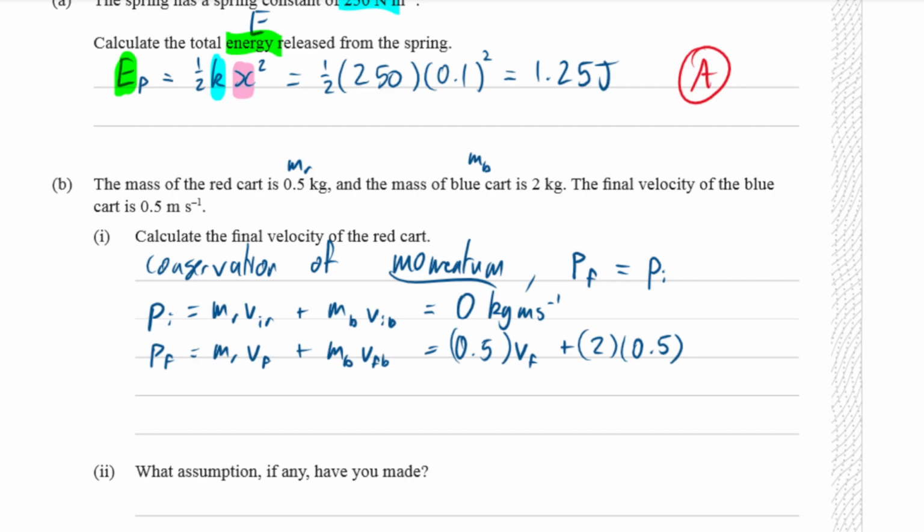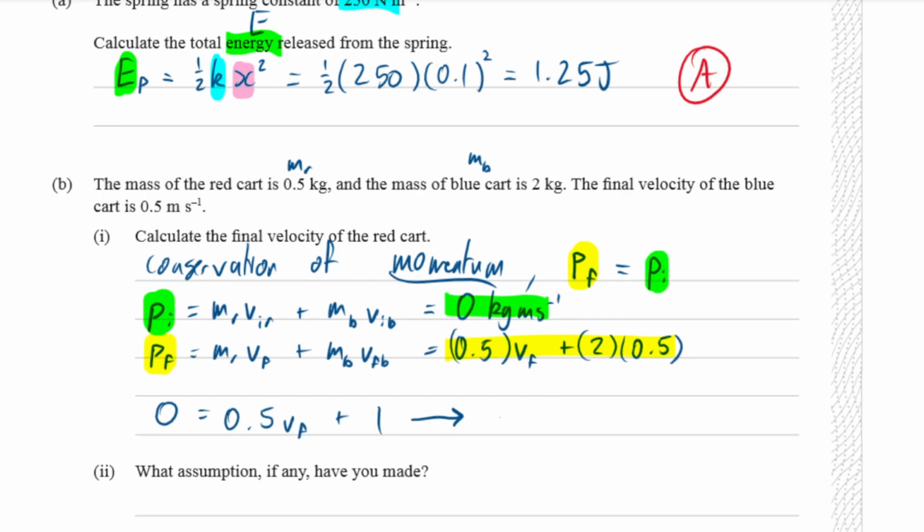Alright, and we know that initial momentum must be equal to final momentum. So we can set this expression equal to 0. So 0 equals 0.5 VF plus 1, right? Because 2 times a half is 1. Now solving for VF, we will subtract 1 off of both sides, and we will divide both sides by 0.5 to get VF equals -2 meters per second.